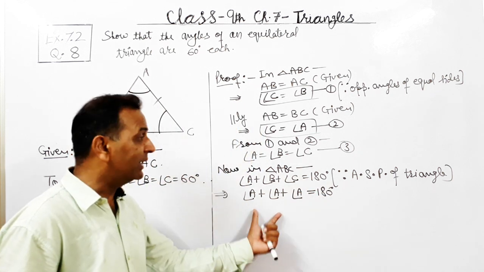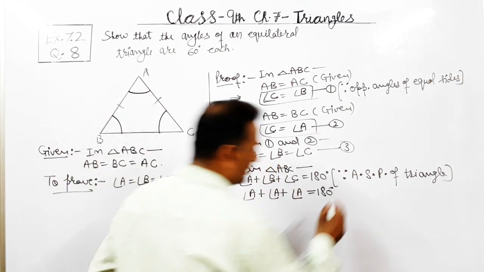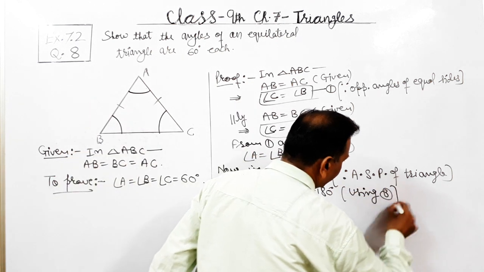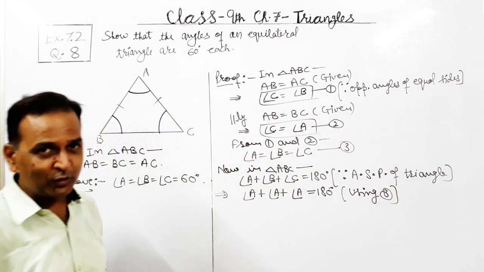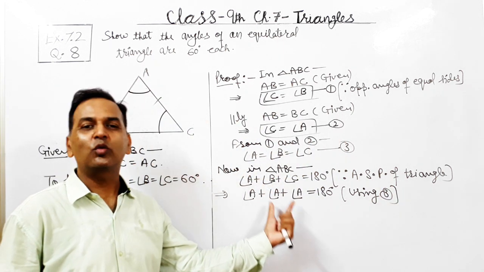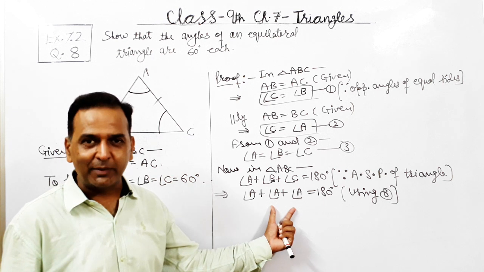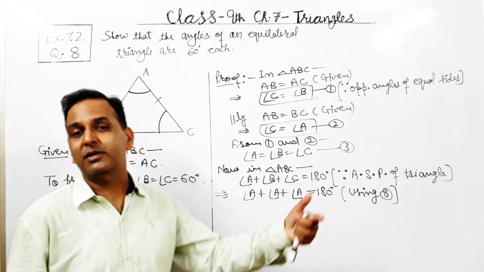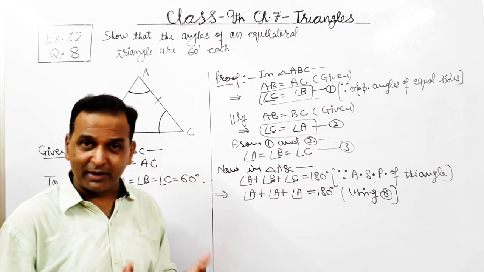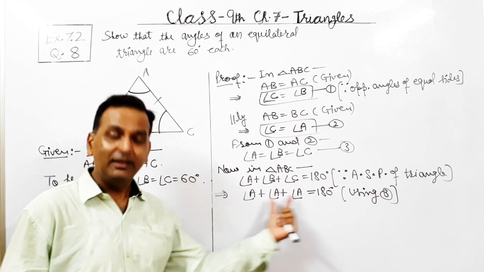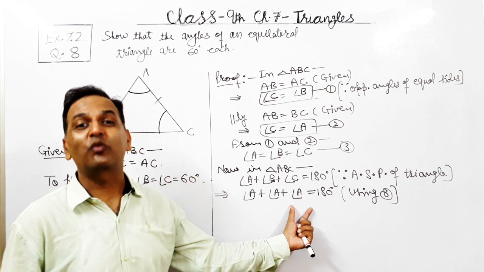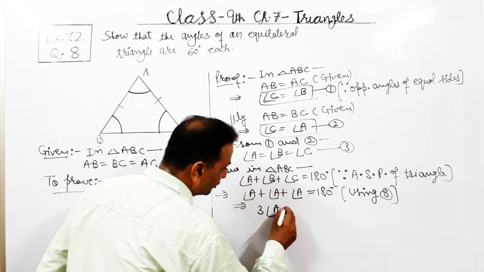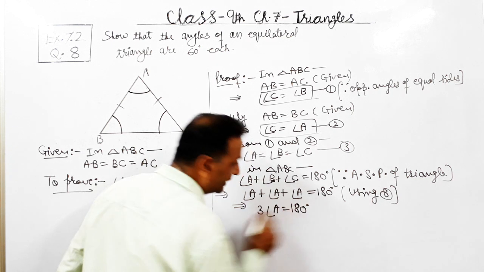ये हम कैसे कर पाए? Using result number 3. So mention कर दें using 3. Using result number 3, because all the three angles are equal to each other, so किसी भी एंगल को किसी भी एंगल से as per the requirement replace कर सकते हैं. And now, for example, x plus x becomes 3 times x. Similarly, angle A plus angle A plus angle A becomes 3 times angle A. So this implies it can be written 3 times angle A equals 180 degrees.